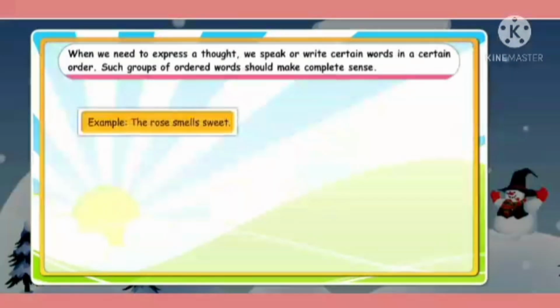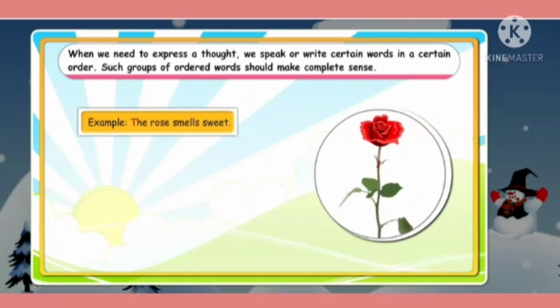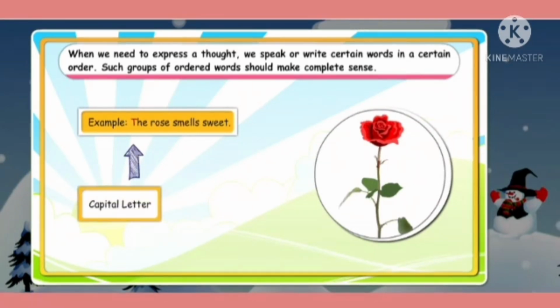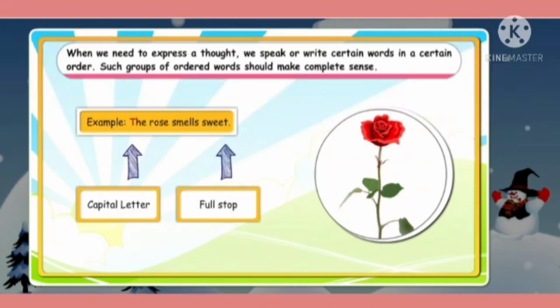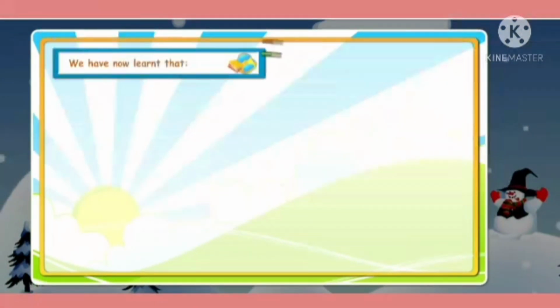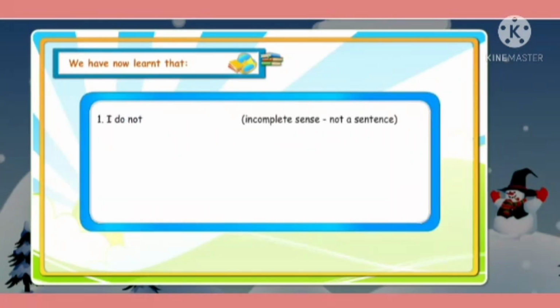Take an example. The rose smells sweet. Here, the first letter T is written as a capital letter and at the end of the sentence there is a full stop. We have now learnt that if the sentence does not make complete sense, it is not considered a sentence. For example, I do not. Does that make any sense? क्या आपको इससे पता चल रहा है कि आप क्या कहना चाह रहे हैं? नहीं. So this is not a sentence.